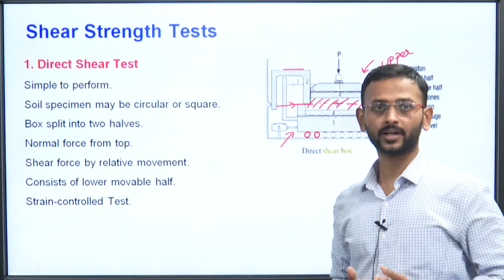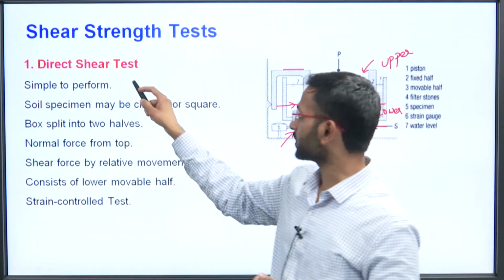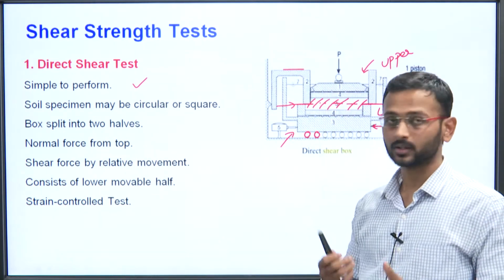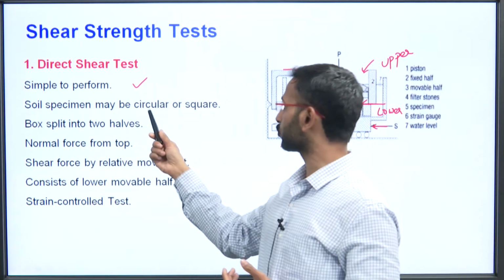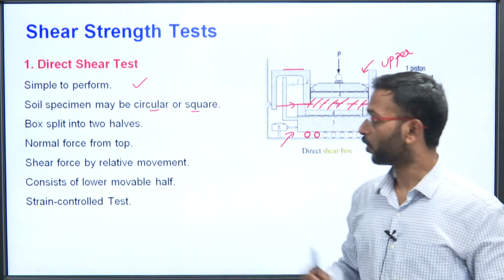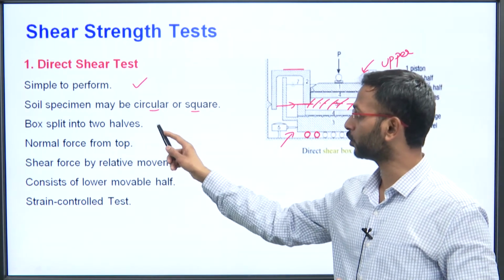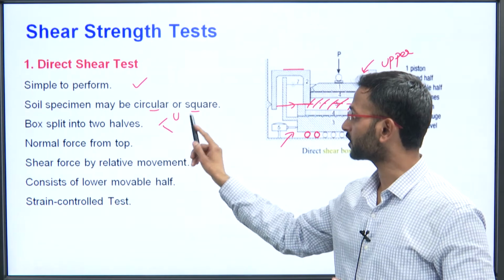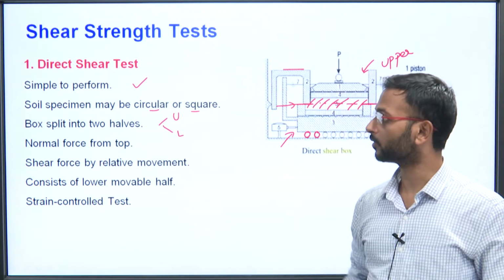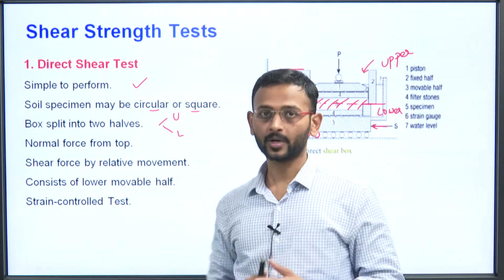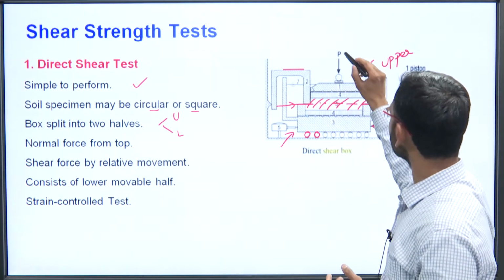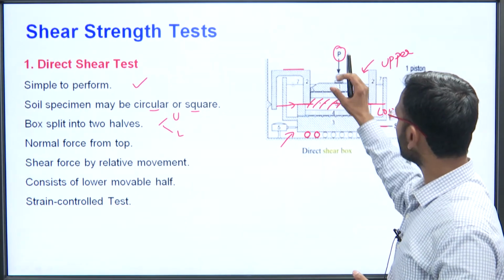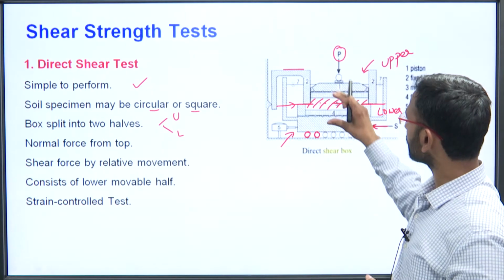Now what are the advantages of this? We can see that it is simple to perform first of all, and the soil specimen can be circular or square also. The box is split into two halves, which I have already told you: the upper half is fixed, and the lower half is movable. Also the normal force is applied from the top. You can see this P force here is applied from the top on this sample.